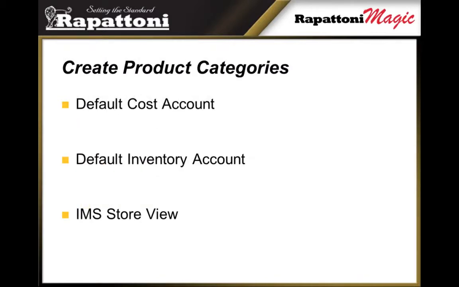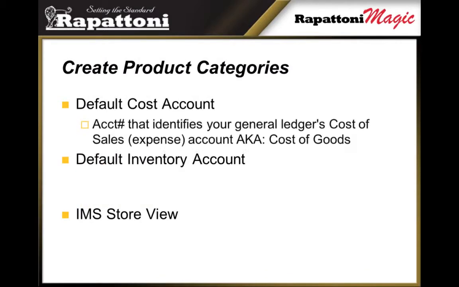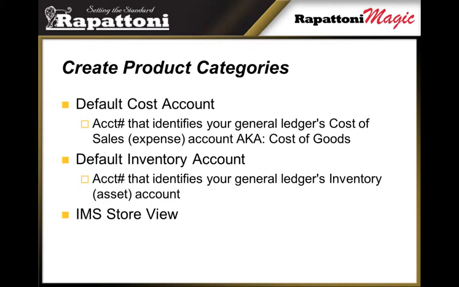Then we created product categories. Here we can set up our default cost account, which is our expense account, and our default inventory account, which is our asset account. We also will have an opportunity to set that item up on our IMS, which we'll go over in our later webinar.